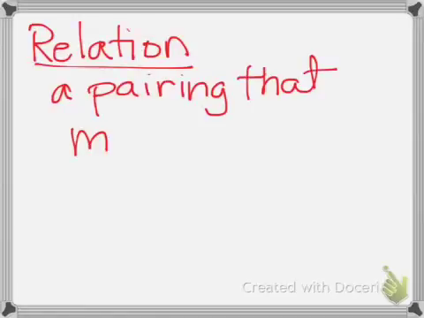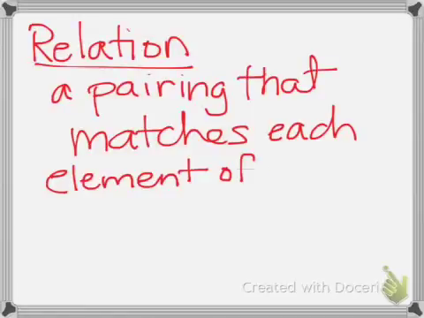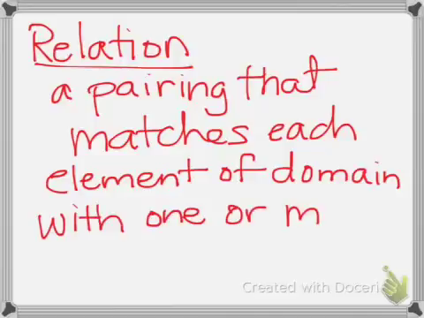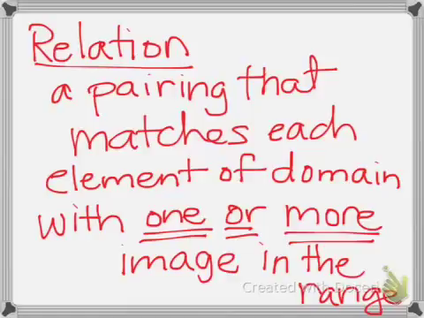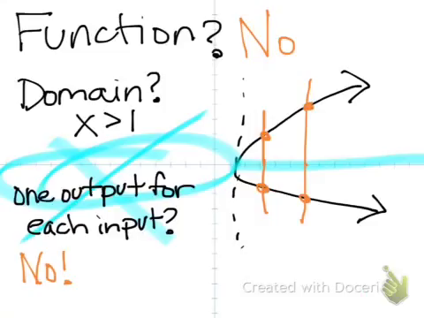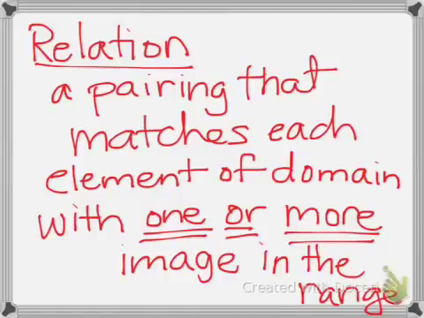The last thing we need to talk about is what is a relation. A relation is a pairing that matches each element of the domain with one or more images in the range. One or more is the key here. A function maps to only one output. A relation can map to more. So if we go back to this graph, is it a function? No. But is it a relation? Yes.